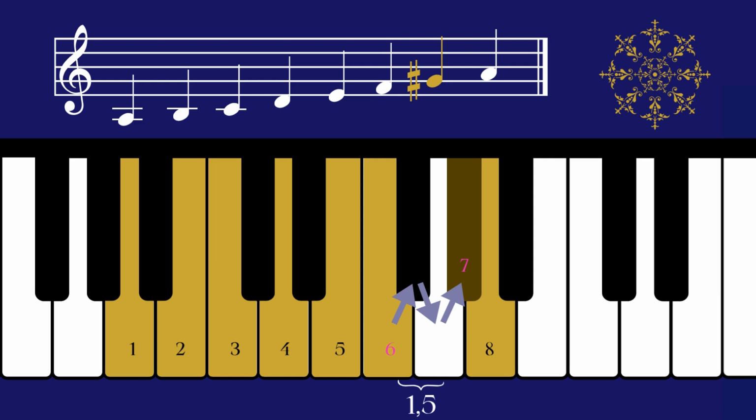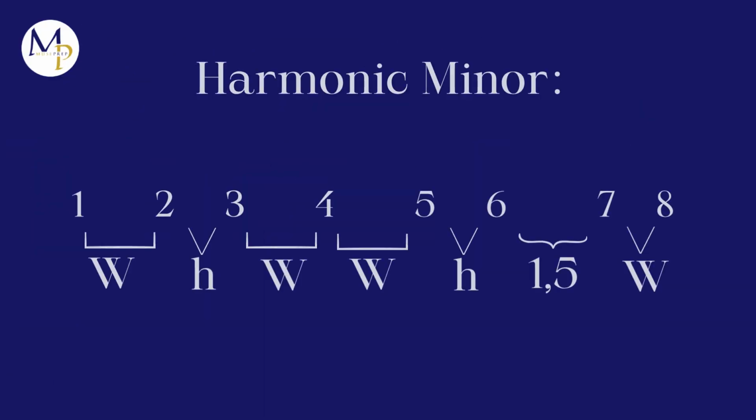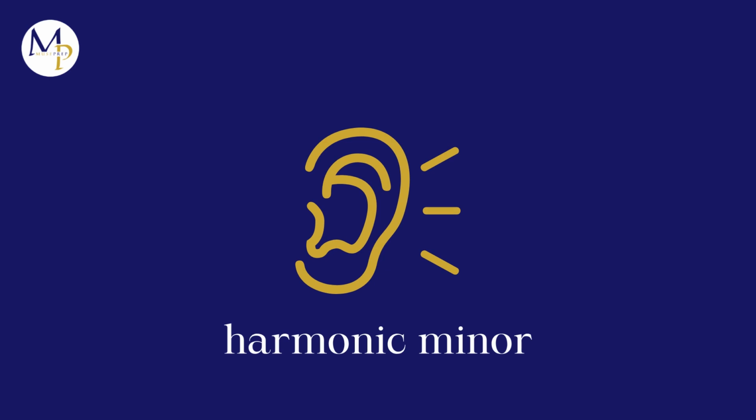By raising the seventh degree, the pattern of intervals in the scale has changed. Here you can see the structure of the harmonic minor scale with 3 half steps between the second and third, fifth and sixth, and seventh and eighth degrees. And this is what the harmonic minor scale sounds like.